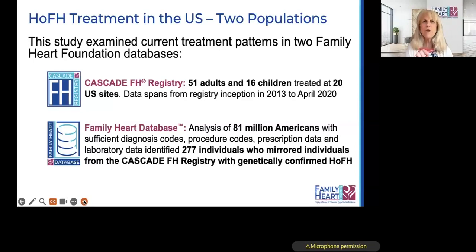We needed to be able to figure out, is it likely that an individual in the database has homozygous FH? Out of 81 million Americans, there were 277 individuals who really mirrored the individuals from the Cascade FH registry with genetically confirmed homozygous FH. So these were sort of like clones of the people in the registry. And these 277 individuals out of 81 million Americans means that it's one person out of every 340,000. That's roughly comparable to what we would expect to see.